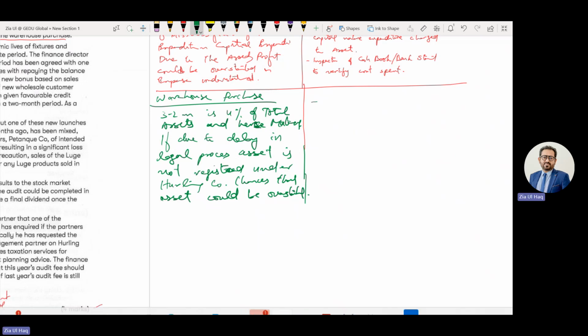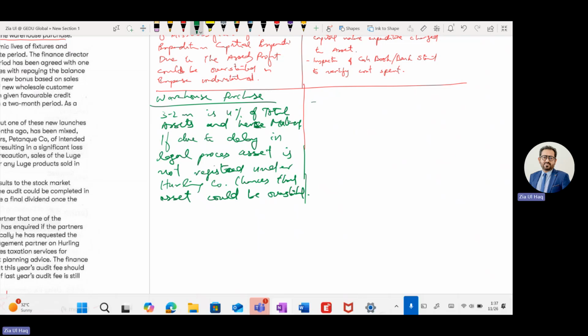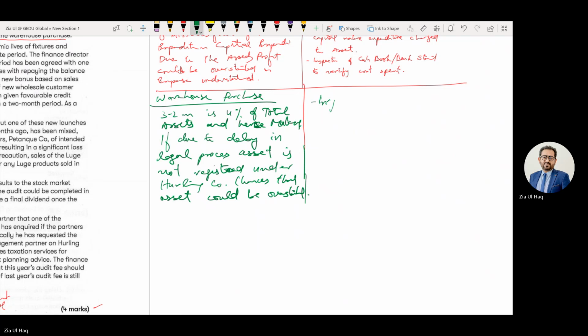How will we verify this? How can we verify ownership? How can we verify ownership? Yes, inspection of registry document, invoices, or registry document to verify ownership.